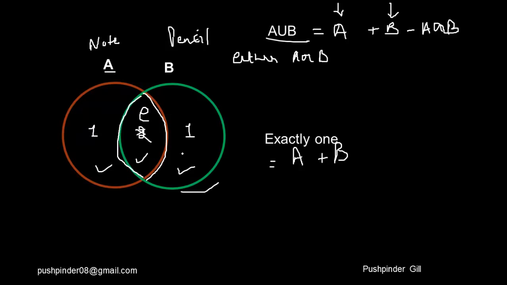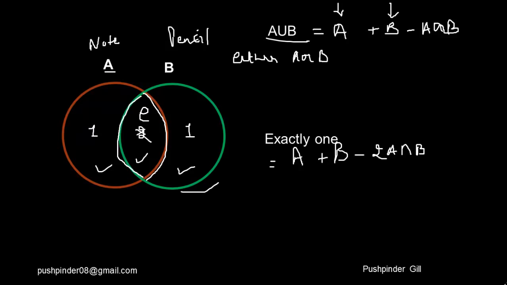So once we add A and B, this area is added once, this area is added once, but this area has been added twice. But do I need it even once? No, I do not need it even once. So that means I have to subtract it 2 times for me to calculate the value of exactly 1. So this is going to give me the value of exactly 1 in terms of A and B, right?